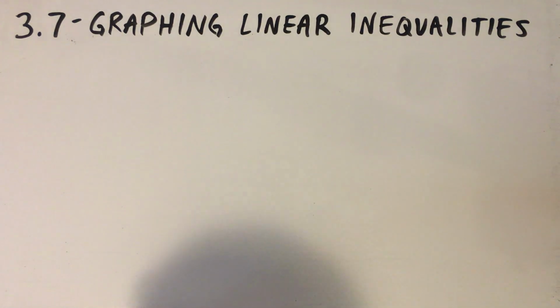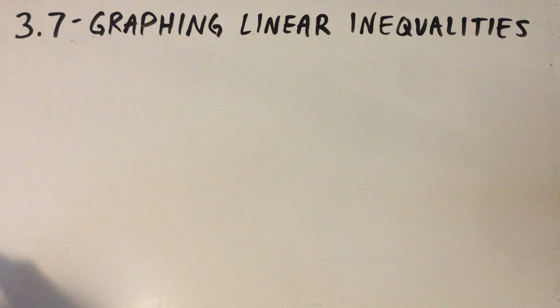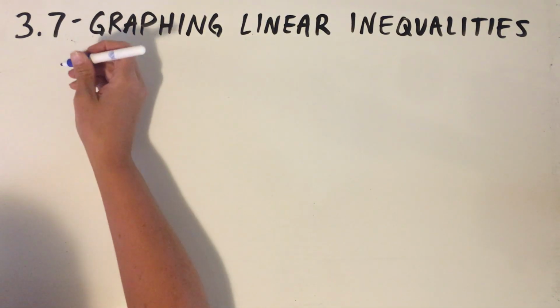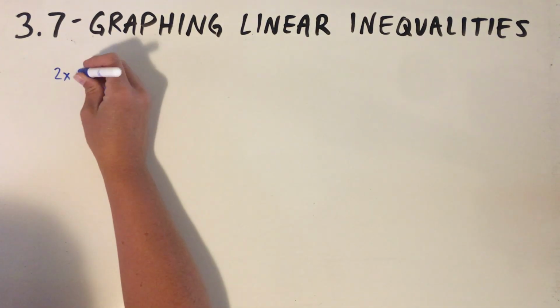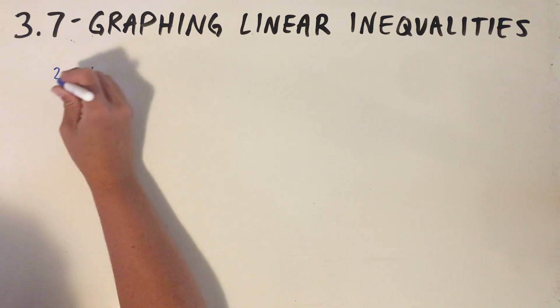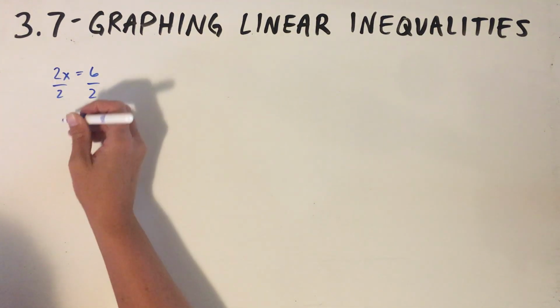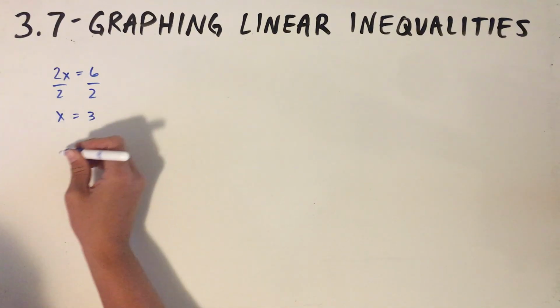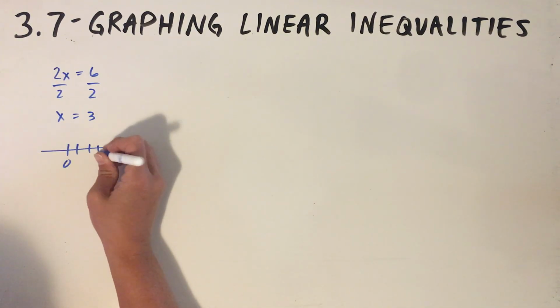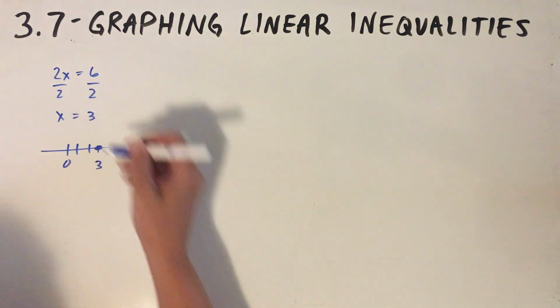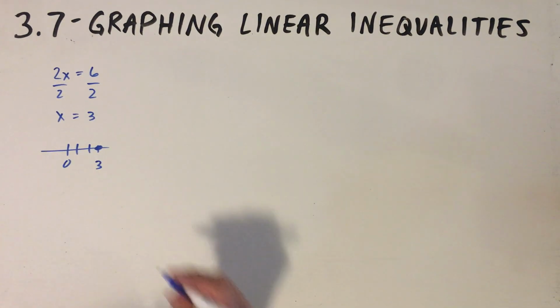Right, now we're going to cover 3.7, which is graphing linear inequalities. Again, how are linear inequalities different than linear equations? Well, linear equations have an exact answer. Just like back when we were talking about, let's say, if I have 2x is equal to 6 and I divide by 2, I get that x equals 3. And that means that x is 3 and it's only 3, and it's this exact point. It's one dimensional, there's one variable, it's this point.